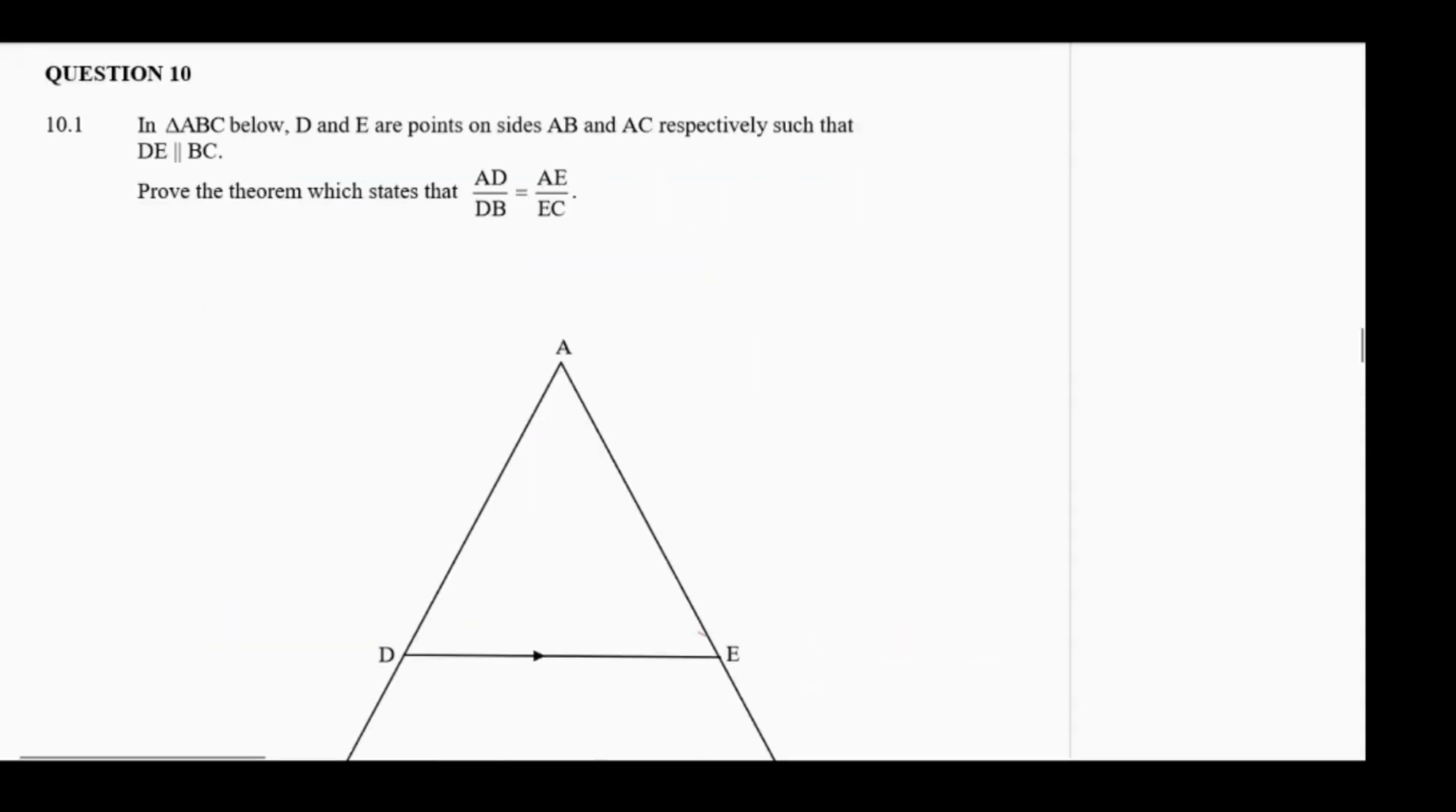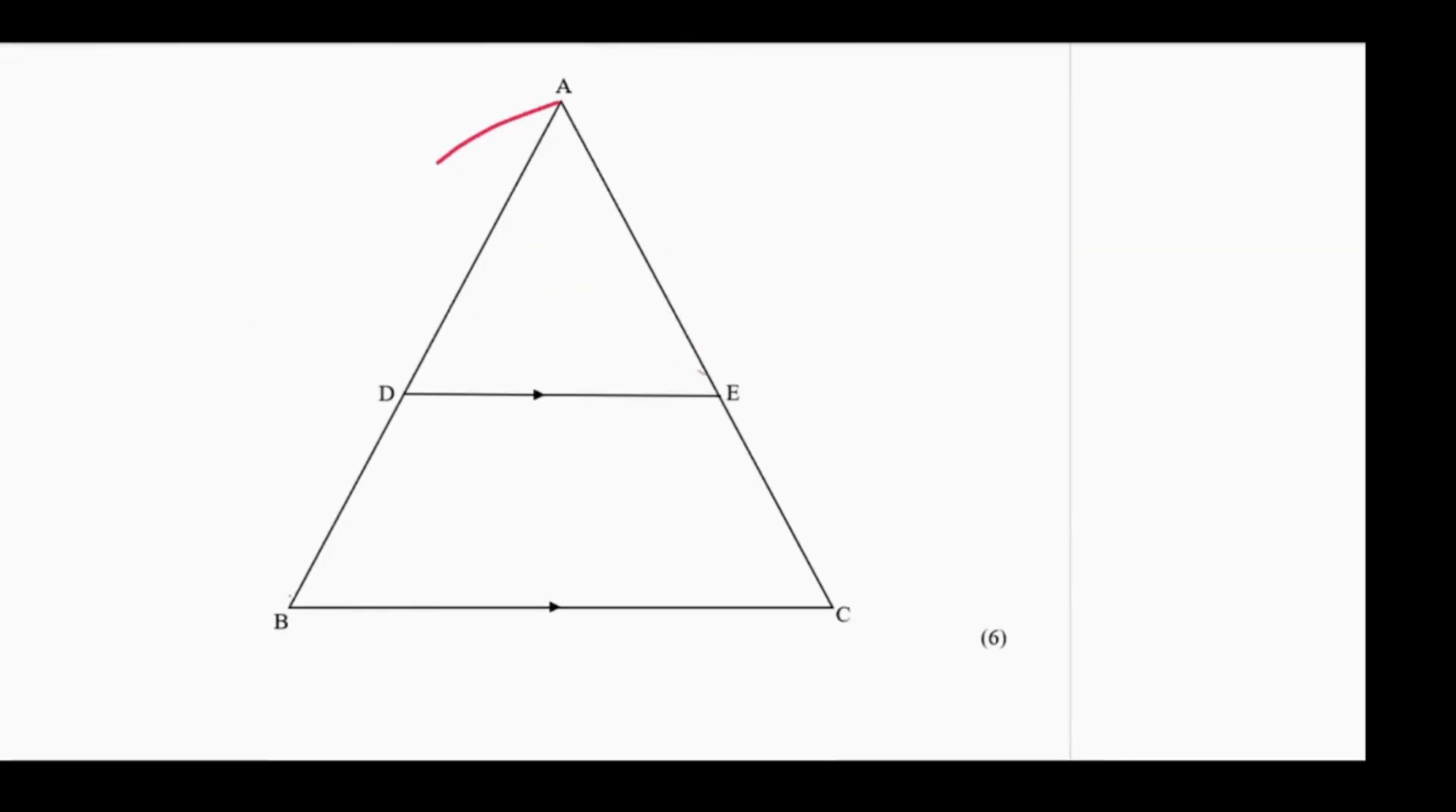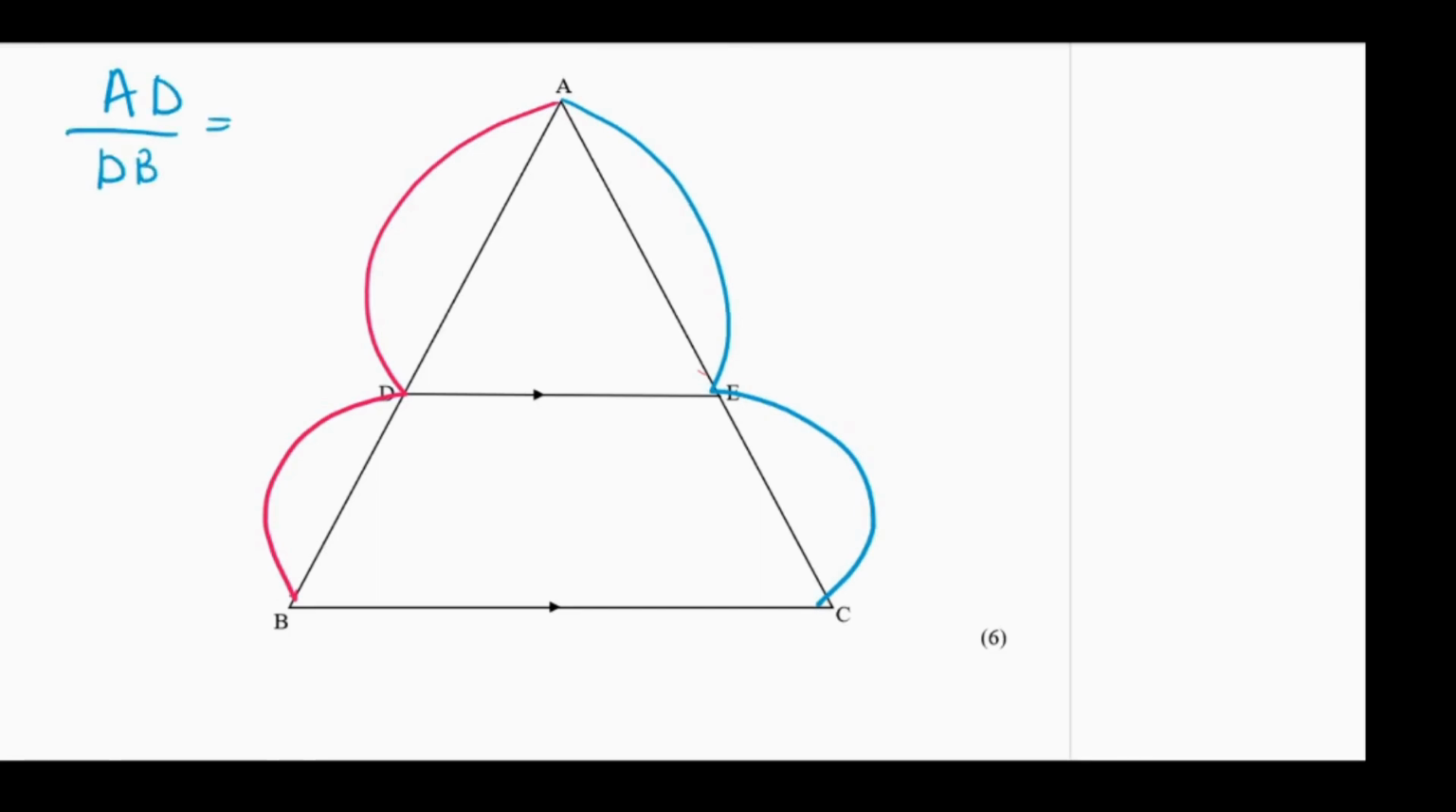Now we're going to do question 10. 10.1 says that you're given a triangle of ABC and the following points, and we are asked to prove the theorem which states that AD over DB is equal to AE over EC. So we are asked to prove the theorem that says that AD over DB is equal to AE over EC, right? So it's AD over DB equals to AE over EC. So this is what we are required to prove, right?